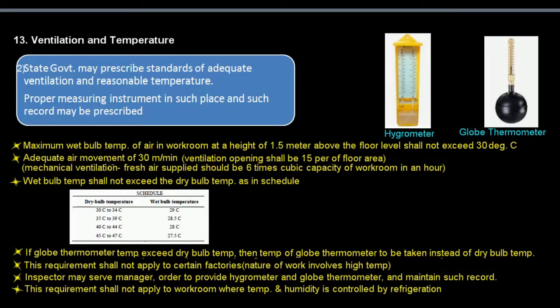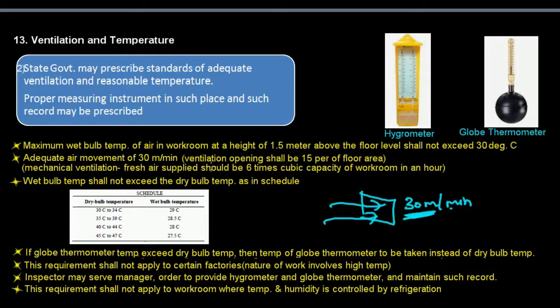Okay, so now you know what is wet bulb temperature of air and how to measure it. So we'll move on to the next. Next is adequate air movement of 30 meter per minute. Now this term talks about ventilation. If air movement has to happen in a workplace, the flow rate should be 30 meter per minute. So per minute, 30 meter of air should flow.